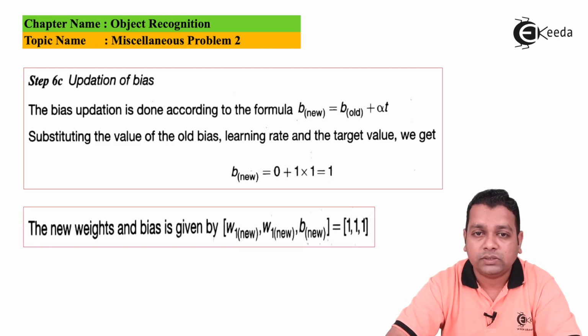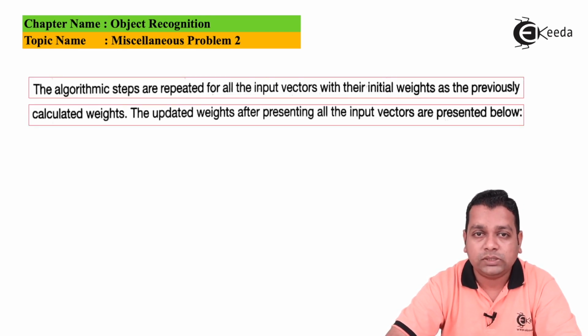Now the new weights and the bias are given by the square bracket representing w1 new, comma, w2 new, comma, b new. This is equal to the obtained values we put here in the square bracket: 1, comma, 1, comma, 1. So the algorithmic steps are repeated here for all the input vectors, with the initial weights being the previously calculated weights. The updated weights after presenting all the input vectors are presented as below.